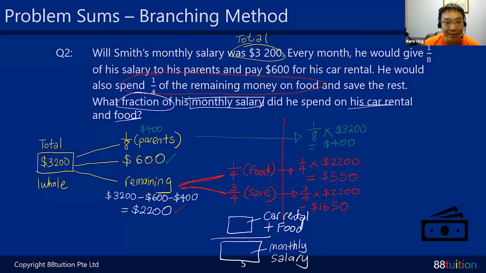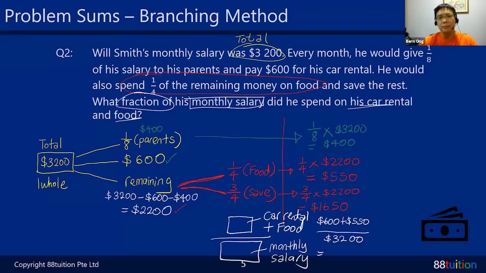All right. So the car rental is how much? Car rental is actually $600 plus the food. Food is how much? 550. All right. Over the monthly salary of 3,200.